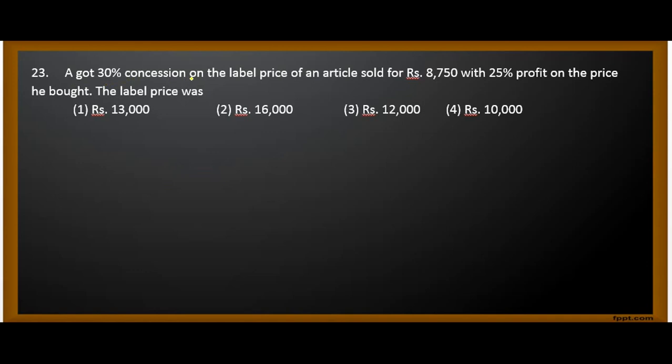A got 30% concession on the label price of an article sold for 8750 with 25% profit on the price he bought. The label price was, we don't know the label price. Let the label price be 100x. Now he got a 30% concession. So how much did he pay? 70x. After getting 30% concession, he paid 70x.